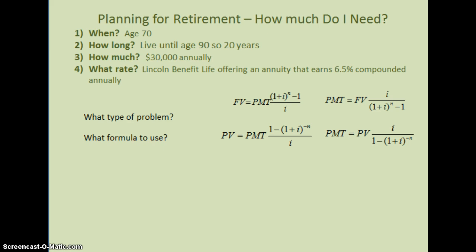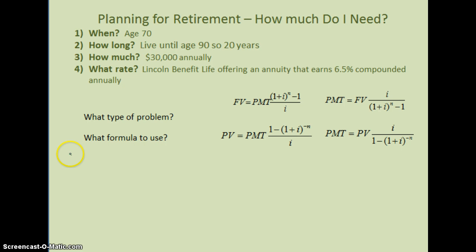So, what we need to figure out is what type of problem and then what formula to use. So we need to calculate how much money we should have saved up so that we can actually retire. And so in order to do that, we want to use the present value formula. Our payment is going to be the $30,000. So it's going to pay us $30,000. So we're going to use this formula and plug in numbers from above.